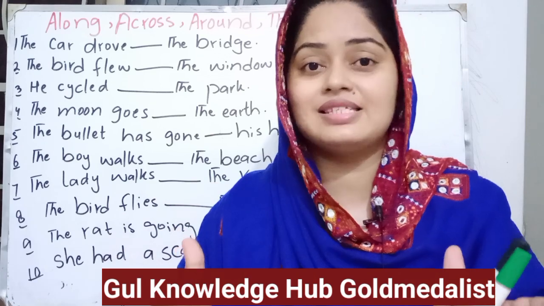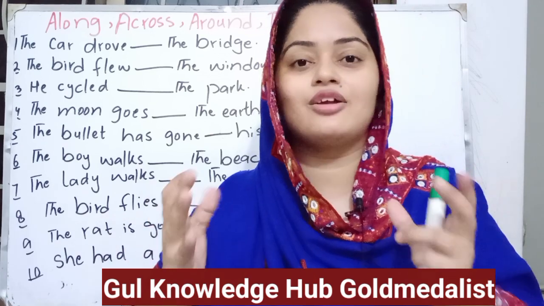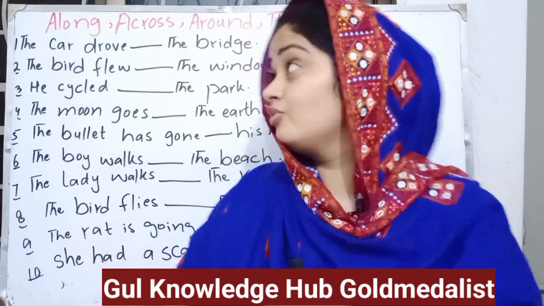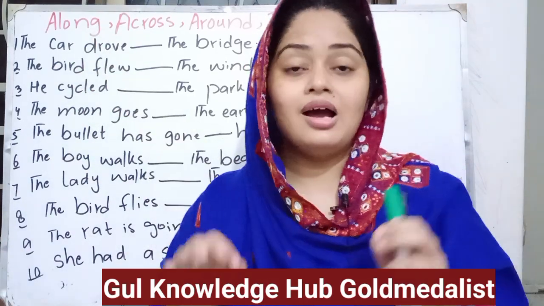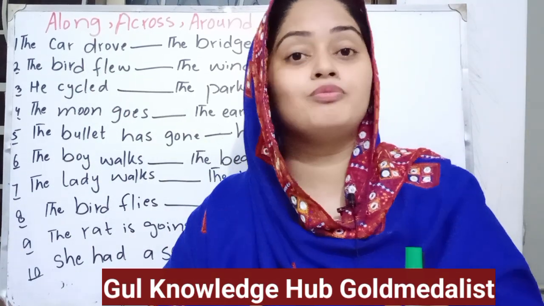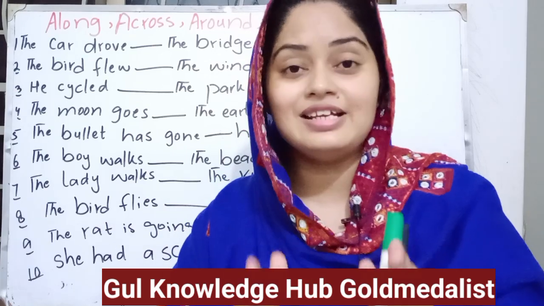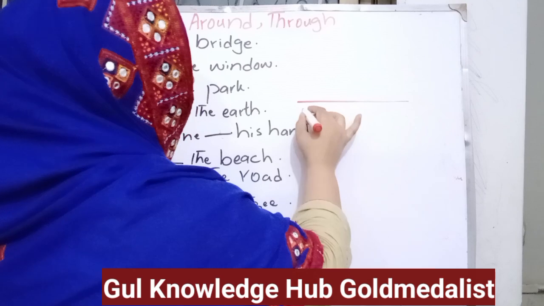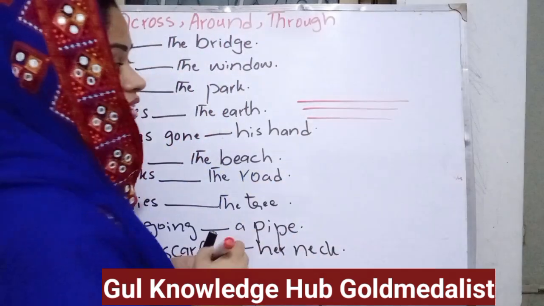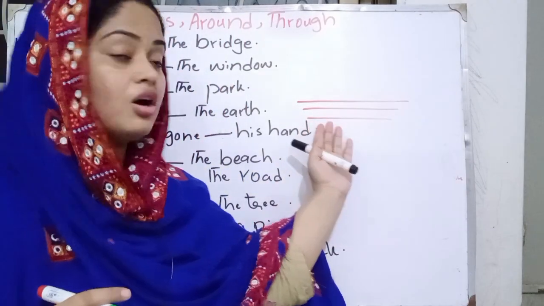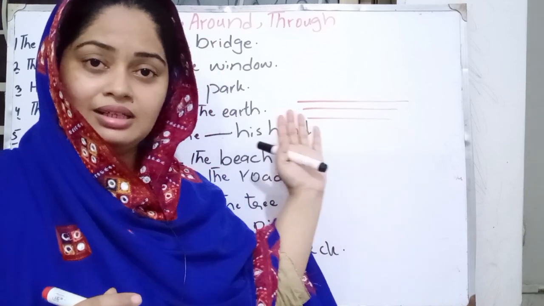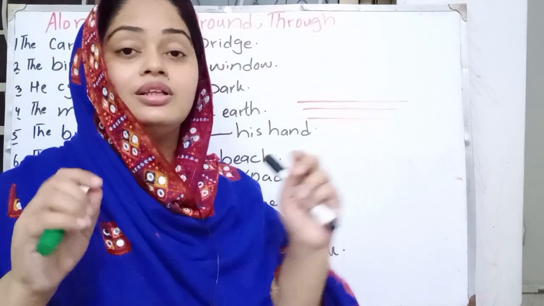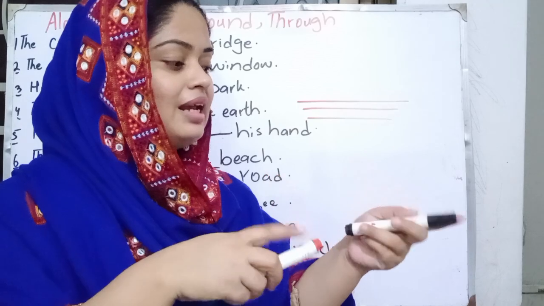So what are these? How can you solve them? We are going to start this lecture. First of all, along. Along is a movement preposition, and it always shows movement in a constant direction.